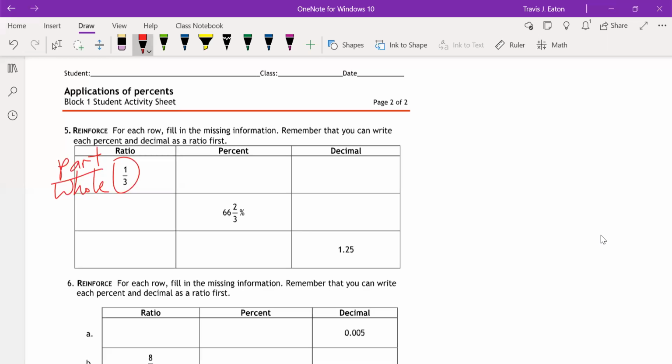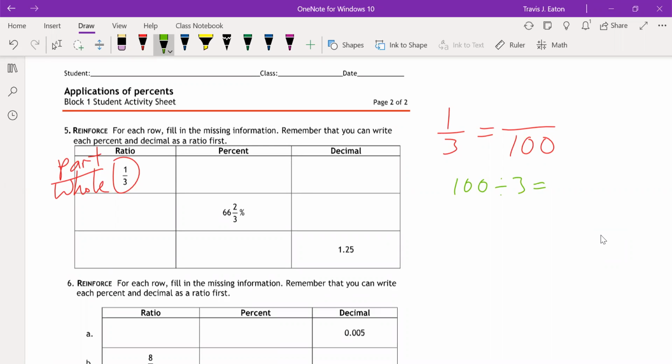Now, there are a couple of different ways we can look at this. If we go, all right, we've got 1/3, we can change this to a percent by writing it out as a proportion. So how do I get from 3 to 100? Well, in order to sort that out, we have to divide 100 by 3, and that'll give us the number that we have to multiply by.